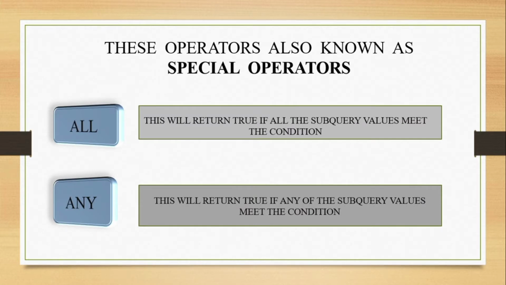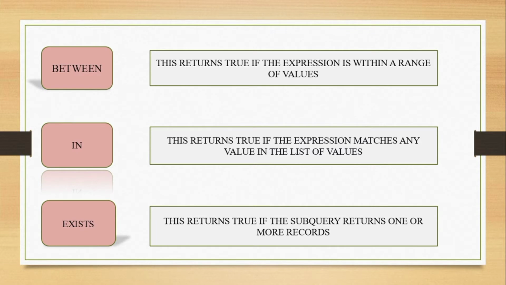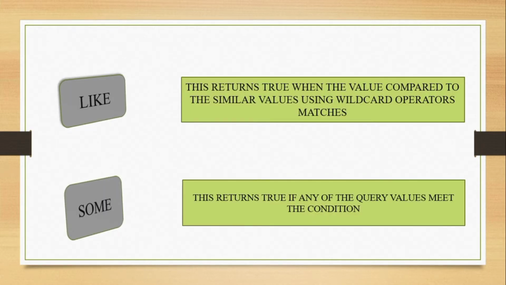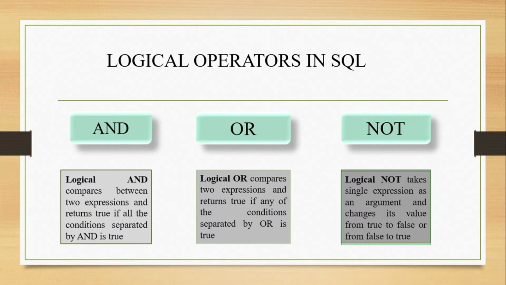We also have other logical operators, also called special operators, like ALL, ANY, BETWEEN, IN, EXISTS, LIKE and SOME. These are called logical as well as special operators. In today's video we'll be looking into only AND, OR and NOT. So let's start.